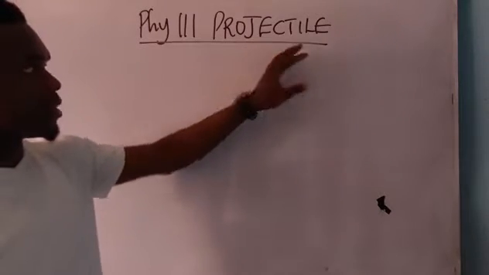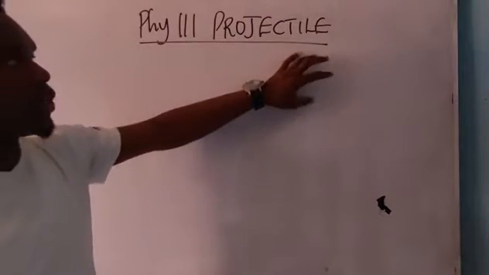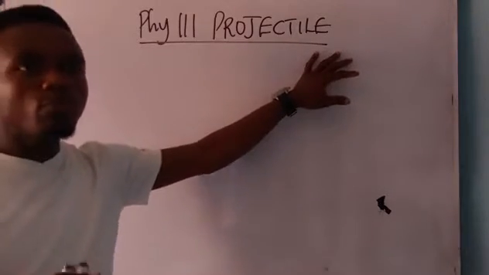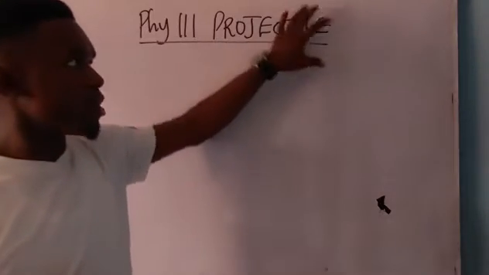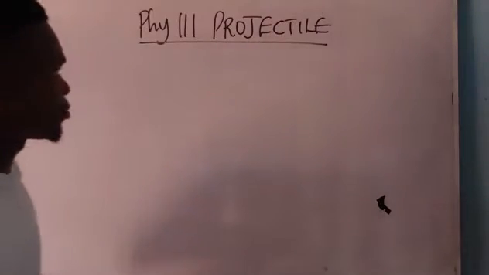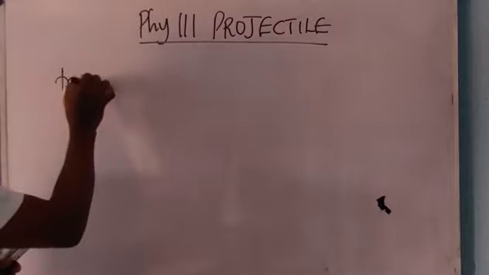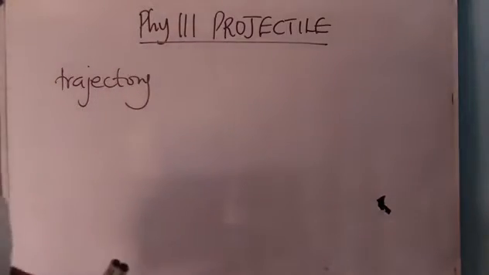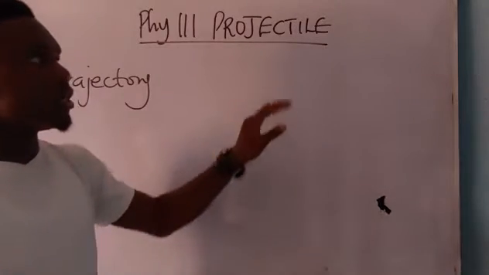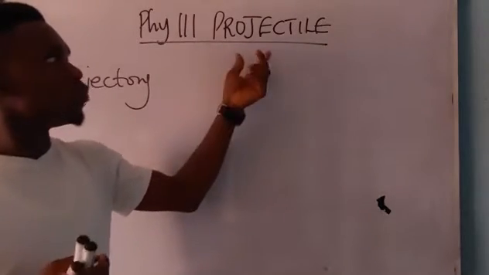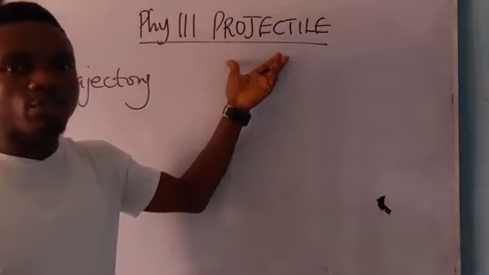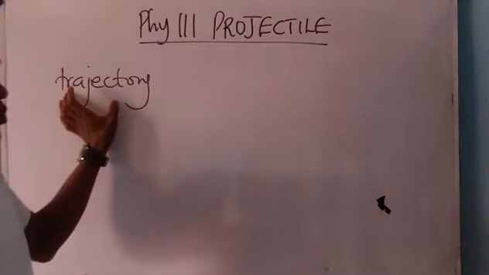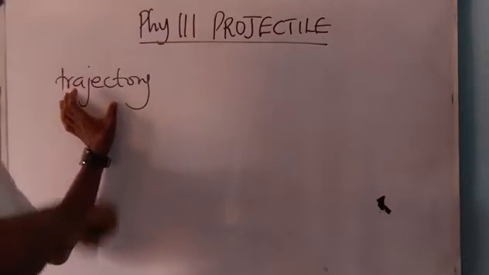Now, what is a projectile? A projectile is an object or a body launched into the atmosphere that moves under the influence of what? Gravity, through a path called trajectory. Now the path it follows is called what? Trajectory, and it is parabolic in shape.